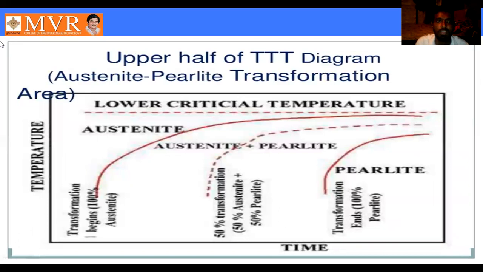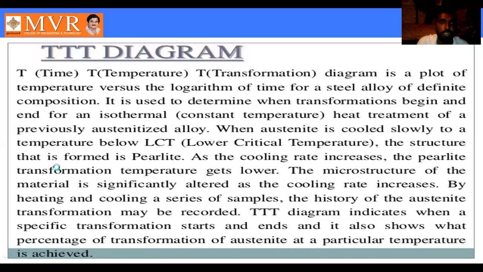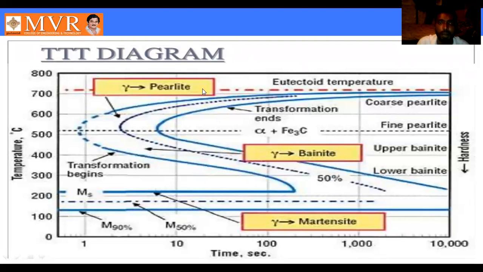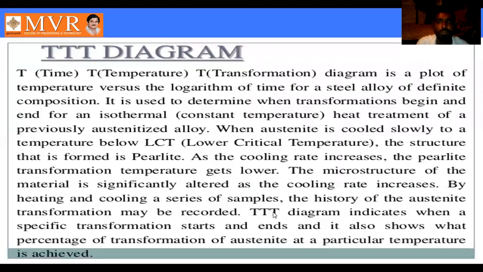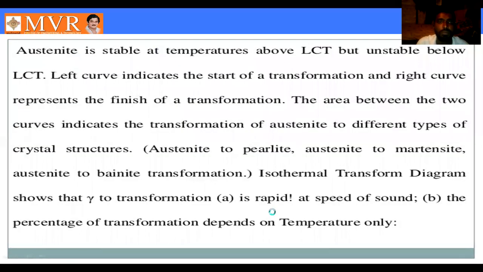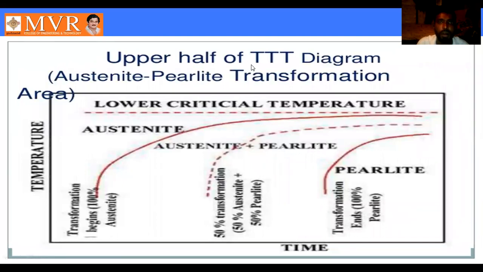Next, we can see the upper half of the TTT diagram, the austenite to pearlite transformation. See here in this diagram, the upper line is the upper transformation, and this line onwards is the lower transformation. This red line is the upper transformation. The upper half of the TTT diagram covers the austenite to pearlite transformation. So see here, it is the temperature, it is the time.